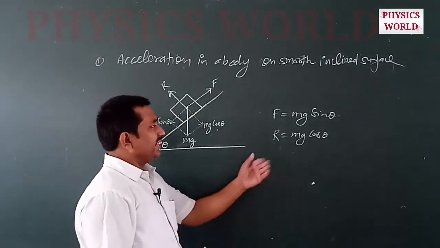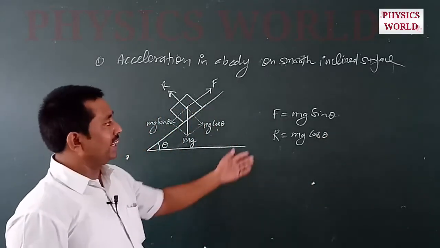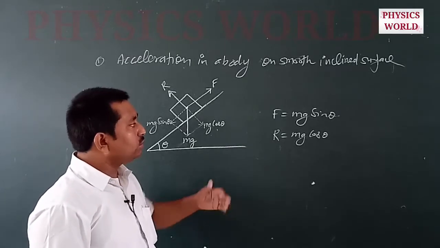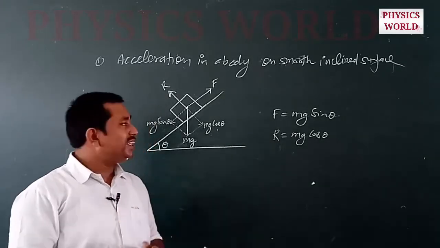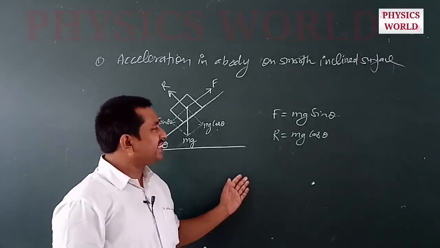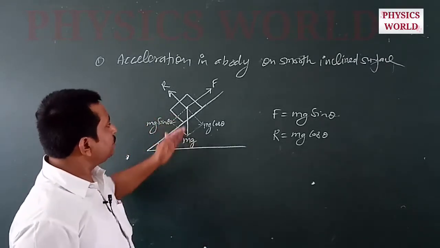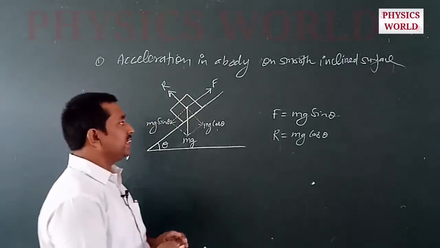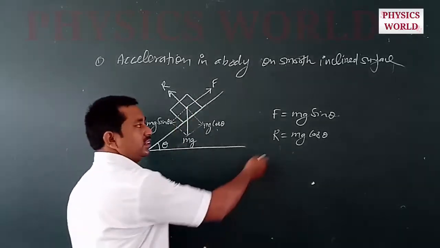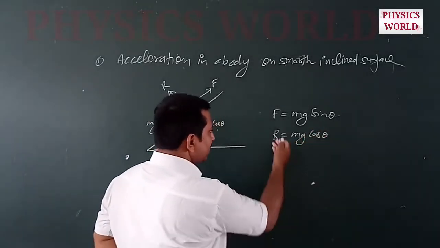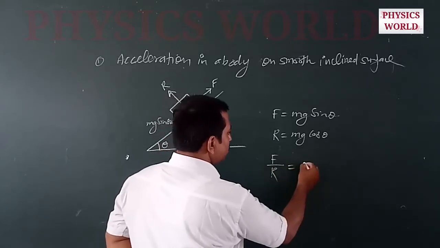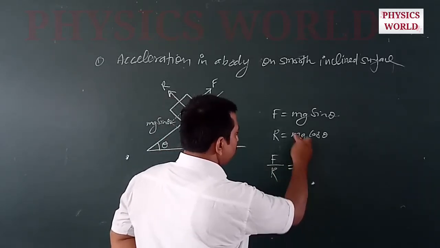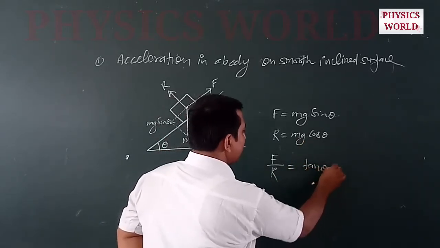So from here we can easily calculate what will be the value of inclination for a body of mass m on any frictionless surface, for which it cannot move in downward direction if we apply some external force. So for an angle of theta, F by R is equal to sin theta divided by cos theta, that is tan theta.